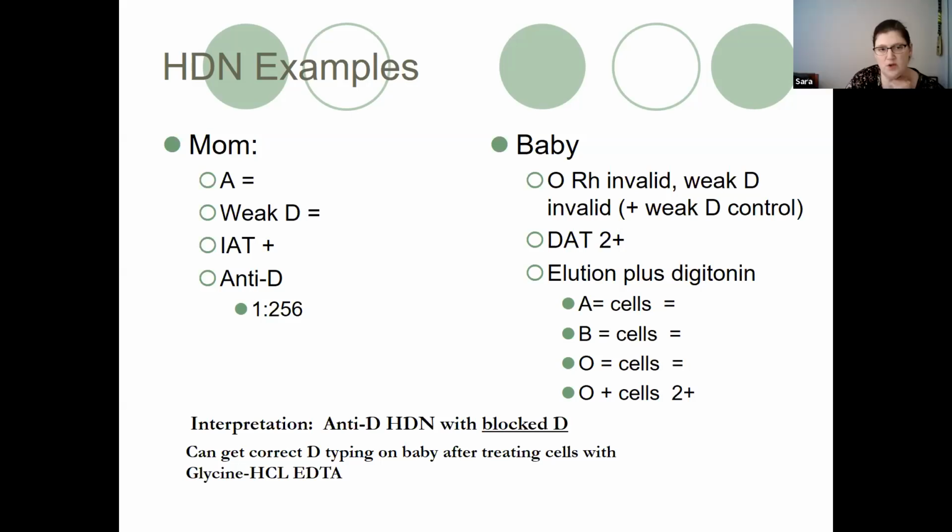So then would you just repeat the D testing portion only? Yep. So after you perform your glycine EDTA treatment, you have your cells, you make your cell suspension, and repeat the DAT to confirm that it is negative. And then if your DAT is negative, then you could repeat your D tube and your control.